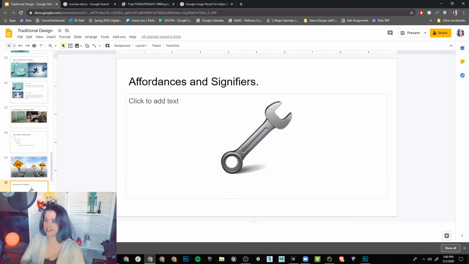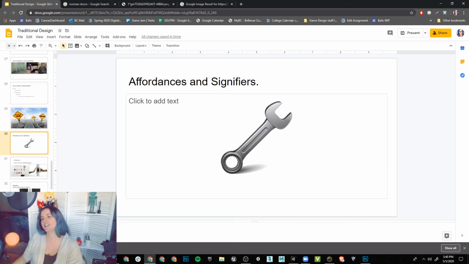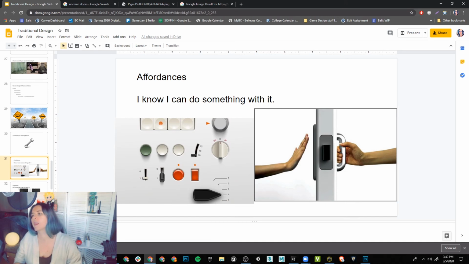Affordances and signifiers. Now we're going to go into some more design talk, and this is going to be related to games, and you guys are going to play the same quiz game. You're going to love it. I'm actually really excited about this. Now, affordances. I know I can do something with it.